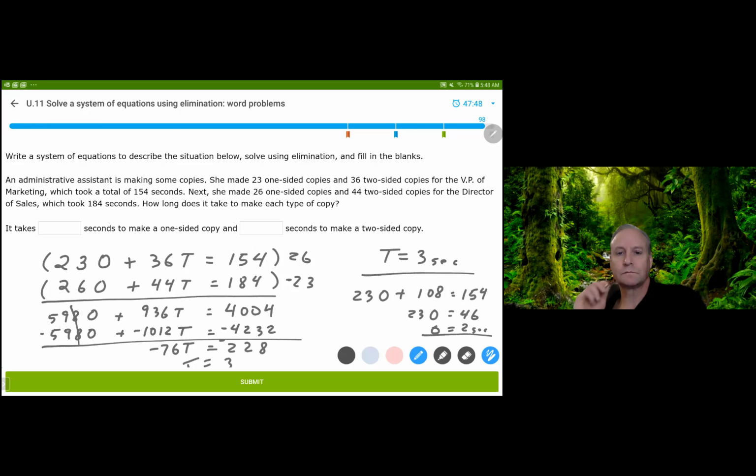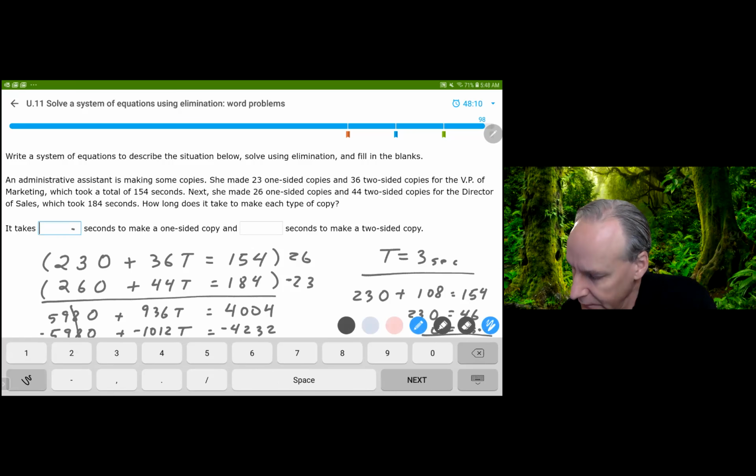Now, you definitely should check this one. Especially since I'm doing so much of it in my head, 26 times the 2 seconds plus the 44 times the 3 seconds gives us a total of 184, which is correct. So it takes 2 seconds to make a one-sided copy and 3 seconds to make a two-sided copy.